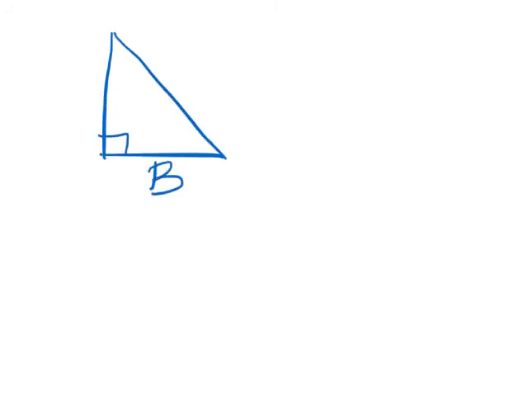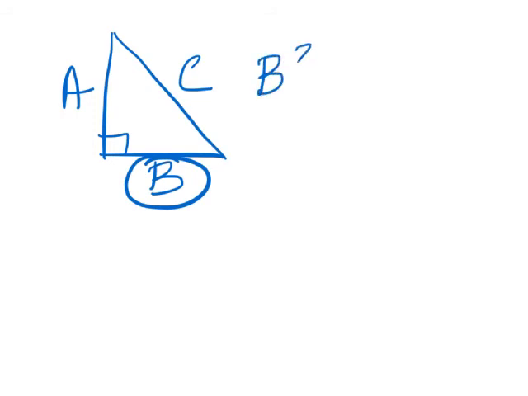The last example is one that we really don't even need to go through, but we'll put it up here anyway. And that is if you're missing something that is called B. And we have A and C. If you're missing B, it's very similar to the last type of problem. It would be B squared equals C squared minus A squared.